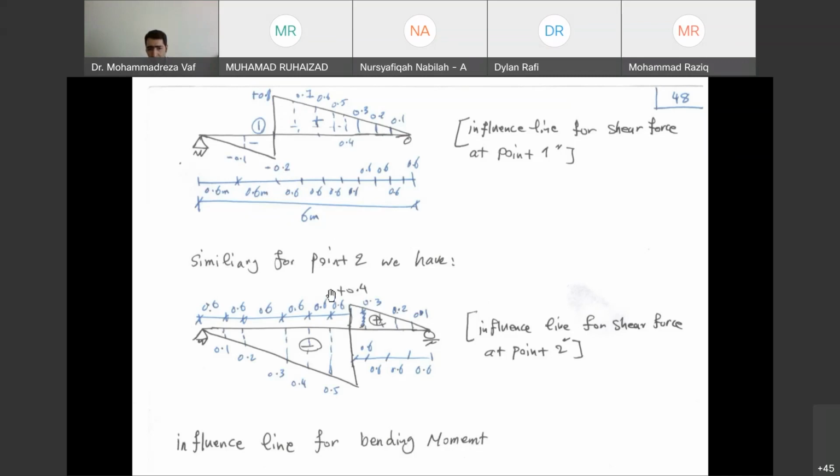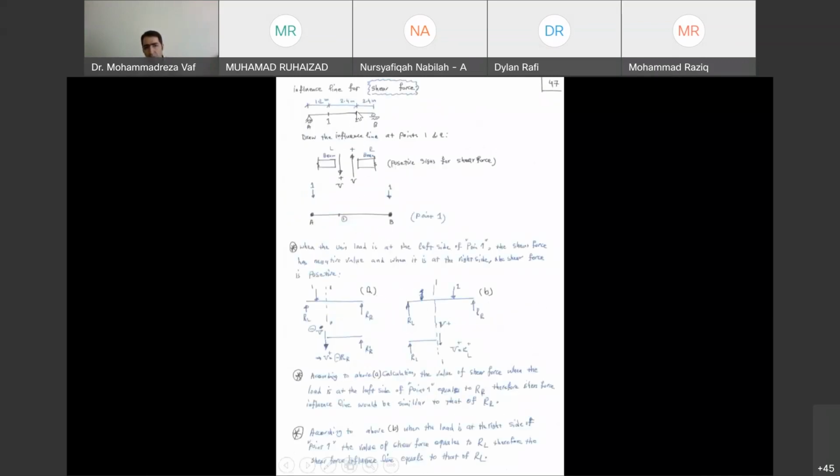So you can do the same calculation for point 2. Point 2 is a point which is 2.4 meters before point B. So again, you can assume that the force is between A and 2, and again, the force is between 2 and B. When the force is between point A and 2, we can look into the right side of the diagram, and your shear force is going to equal point B's support reaction with negative sign.